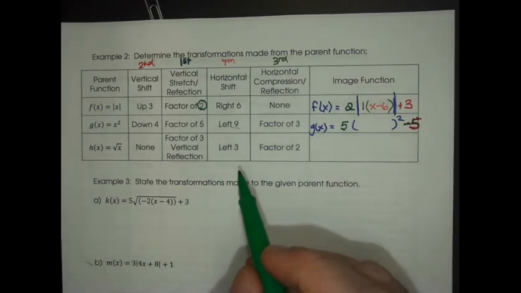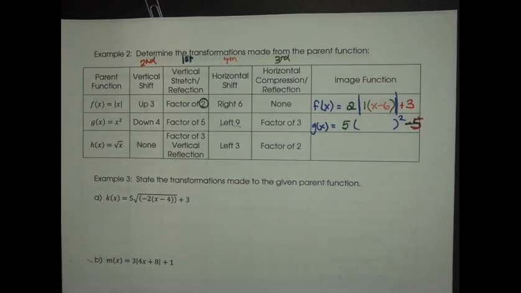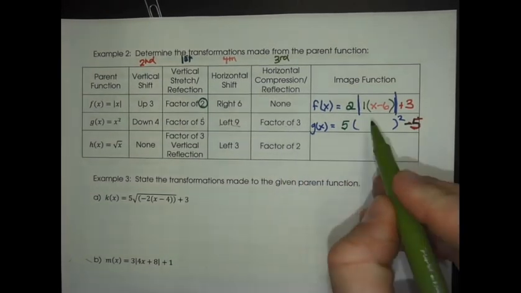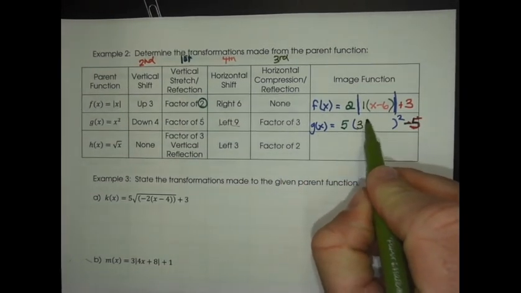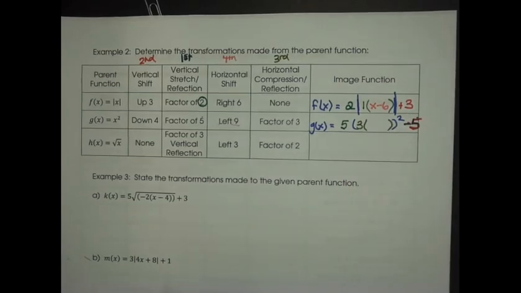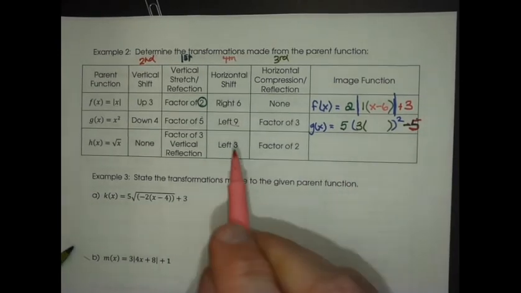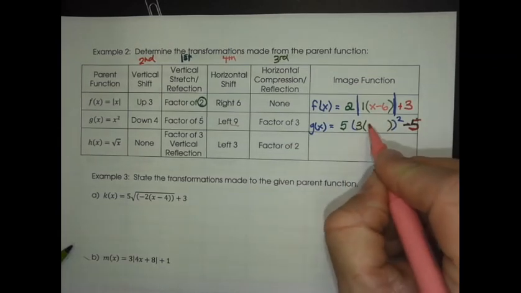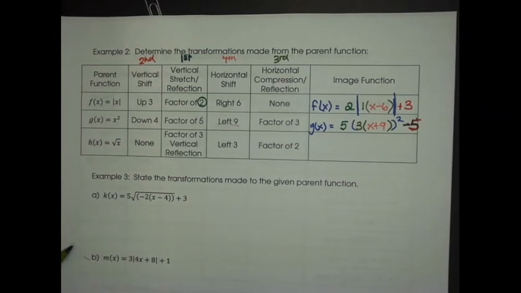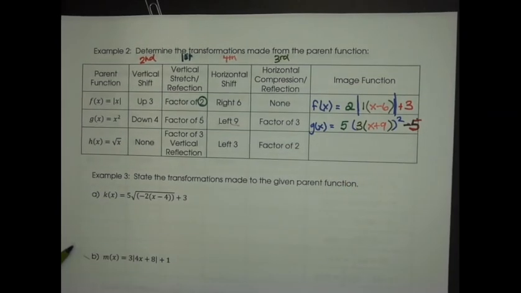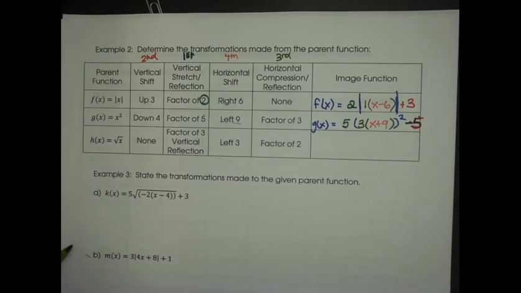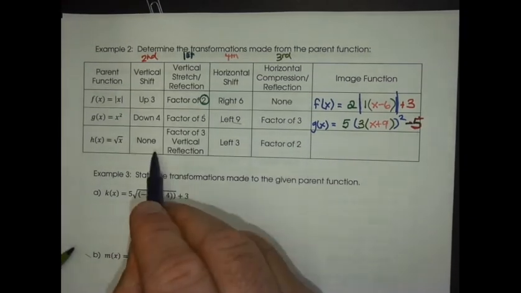All right. We have a compression of 3, so that would end up being there. And then you're going left 9, so this would be x plus 9. All right, so you can build those functions the way that looks. Same thing works with the square root function.